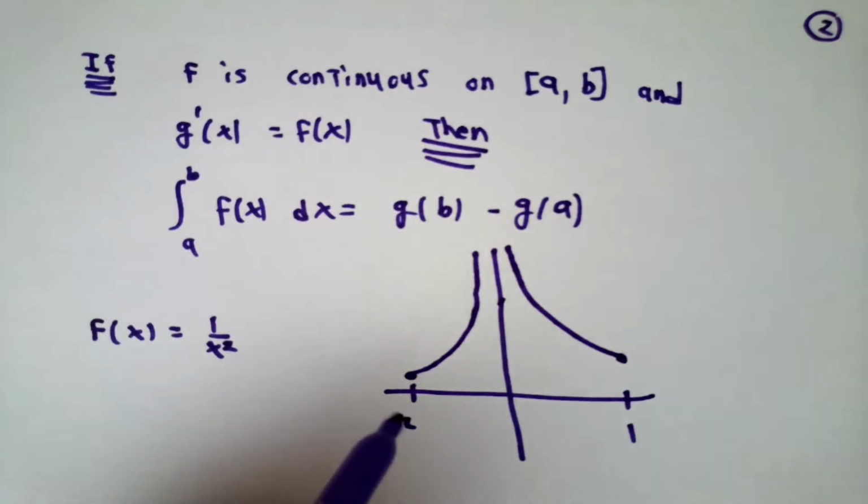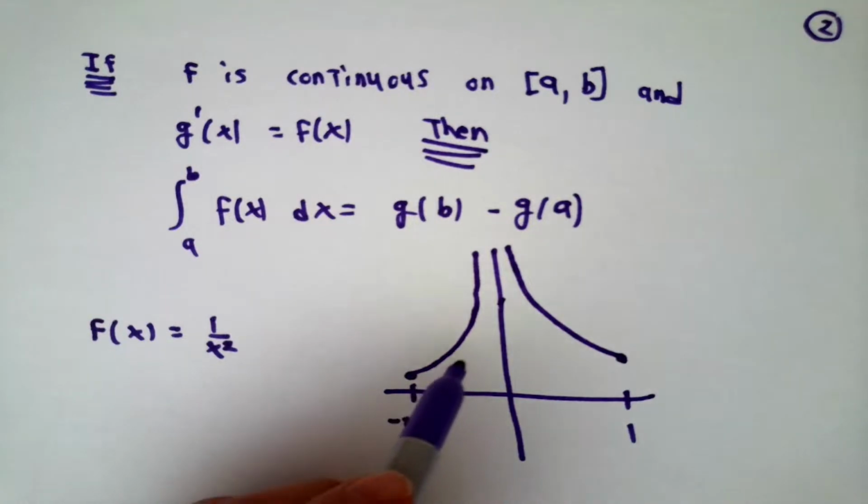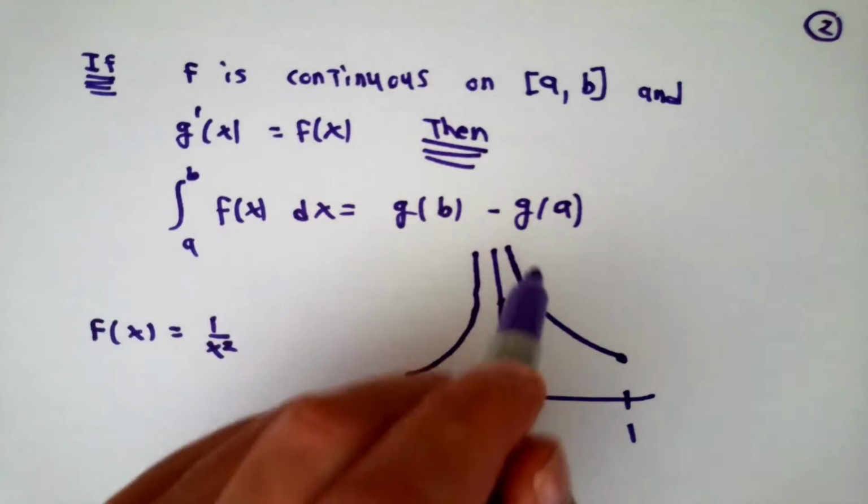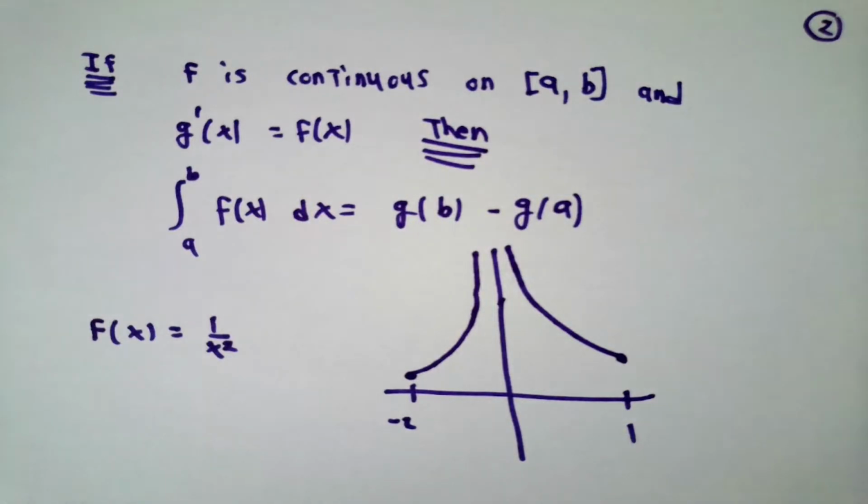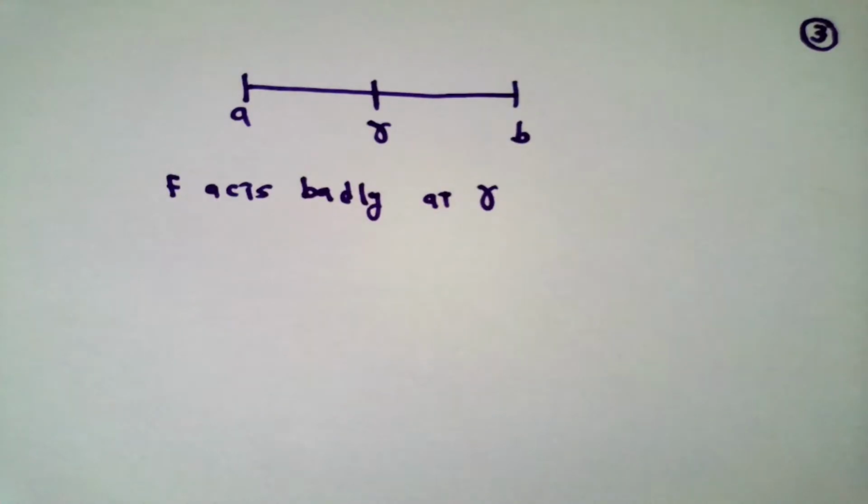I can't draw the entire graph starting at -2 and ending at x equal 1 without picking my pen up. This function is not continuous on the interval from -2 to 1. It is not continuous on any interval of x numbers that contains x equals 0. Therefore, the statement about if f is continuous and you can find an antiderivative is irrelevant. It doesn't apply.